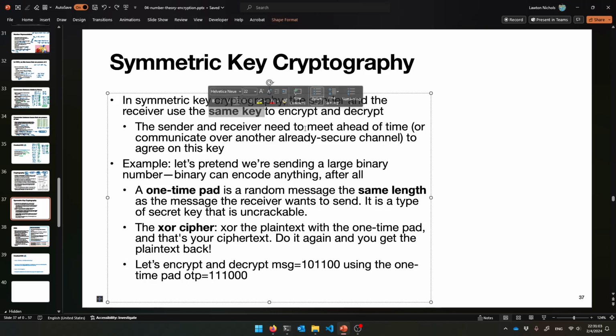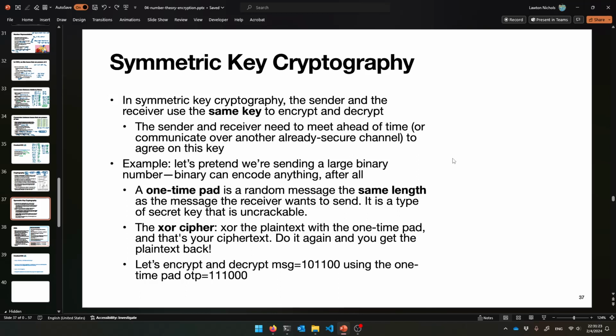They need to get together in a secret place ahead of time, or communicate through some channel that's already secure. They need to agree on this key together in symmetric key cryptography. So that's kind of difficult, because you never know who's listening. So maybe we could do better than this. We'll talk about that. But symmetric key cryptography is a thing.